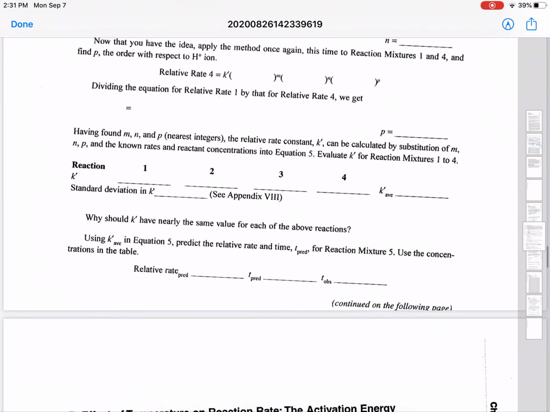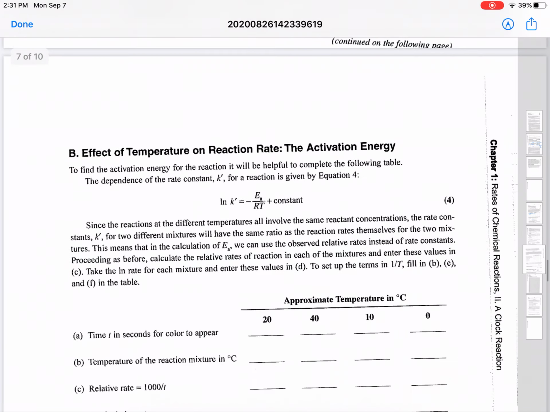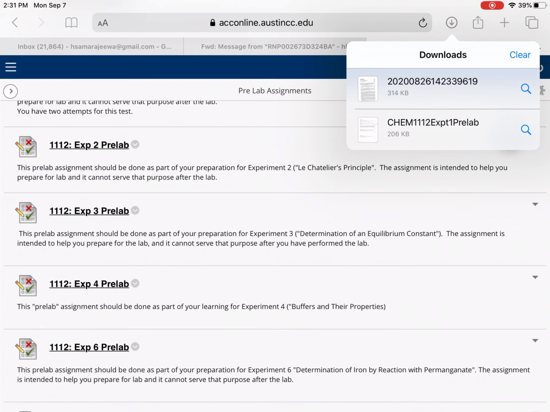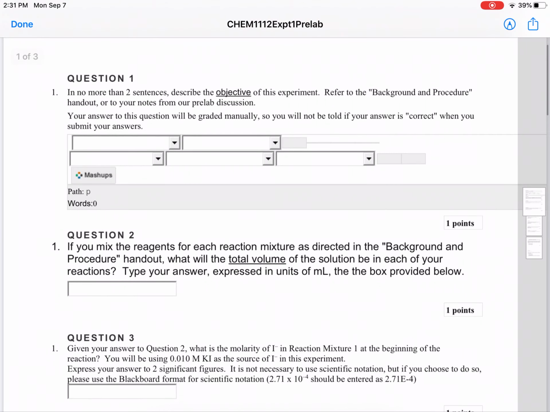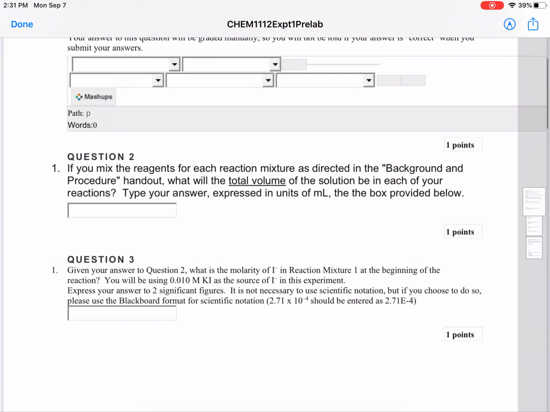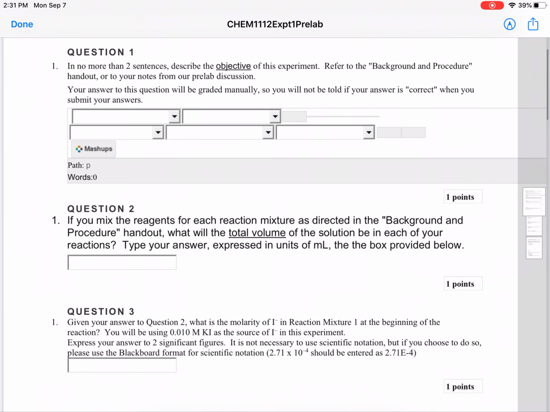Okay. Now with that in mind, let's go ahead and see how to calculate the questions in the pre-lab assignment. Okay. So question number 1: in no more than 2 sentences, describe the objective of this experiment. Well, you can do that. It's a written answer choice, so you can write in your own words what the purpose of this reaction is.